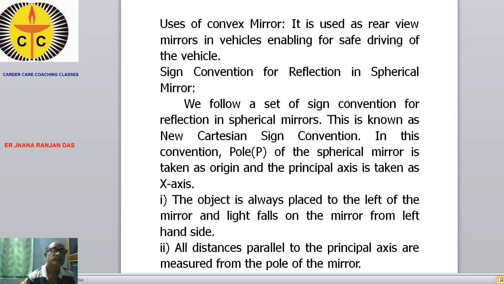In our next class, we will discuss sign conventions and a few problems on reflection and try to solve those exercises. This is for today only, and we will discuss the rest in our next class.